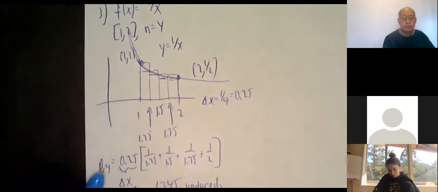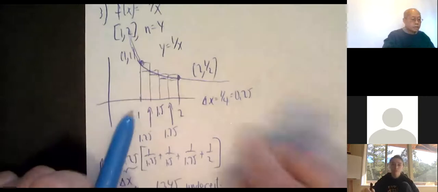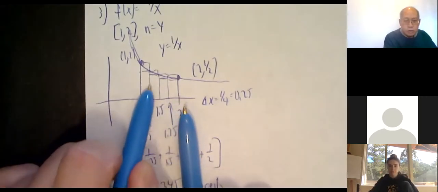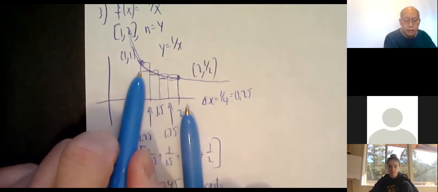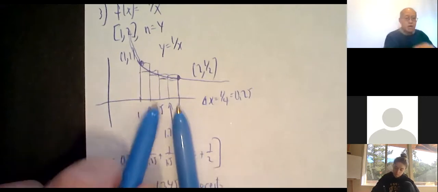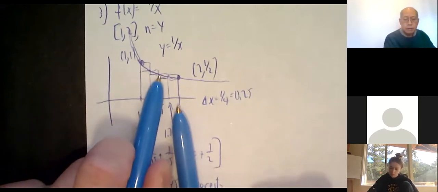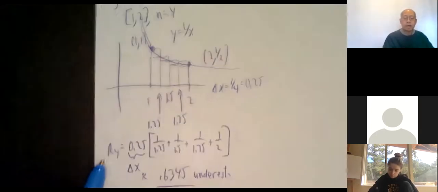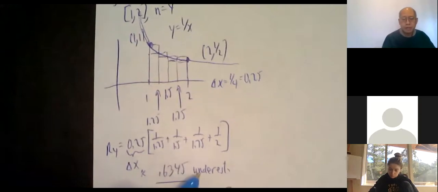All right, so they told me to use the right endpoint. That means between 1 and 1.25, I pick 1.25. Go straight up until you touch the graph, draw a rectangle. Too small, between 1.25 and 1.5, I pick 1.5. Go straight up, draw a rectangle, too small. So all of these are going to be too small if I use the right endpoint. So it'll be an underestimate.